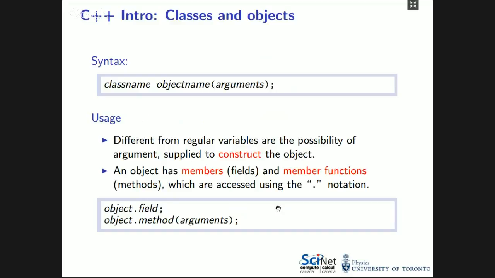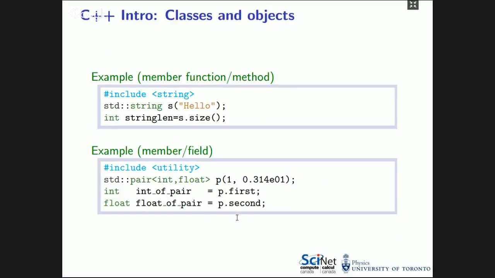And then once you have this object, how do you use it? There's this dot notation. Once you have an object, it might contain data in it. You get it with dots. So object.field is a field that the object contains. And then functions that are bound together with this object are called in a similar way, object.method, and they can be given some arguments. So a little example here.